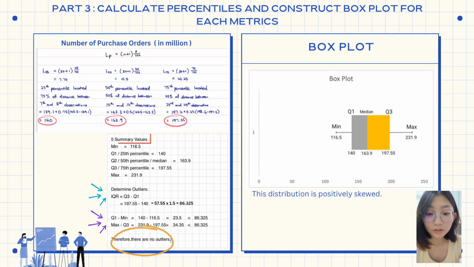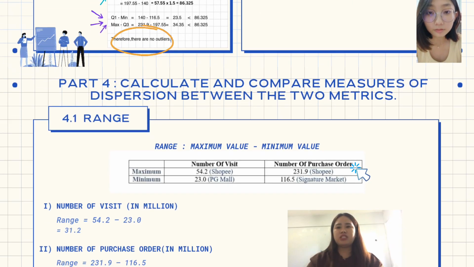For the number of purchase orders, the calculation steps for the percentiles are exactly the same as in the previous slide explanation. By following the same steps, I get the answer for each percentile, the 5 summary values, the IQR, the outliers, and also the formation of the box plot. The distribution is positively skewed.